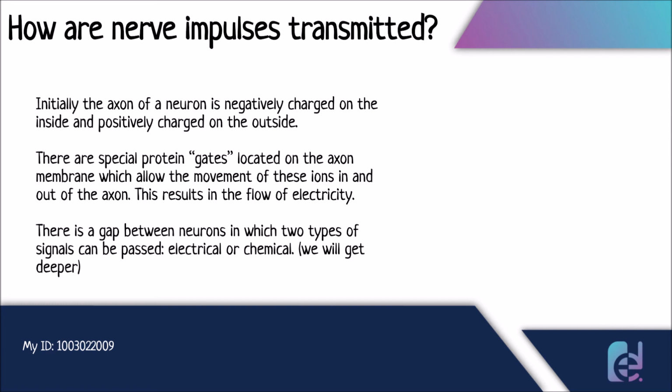Initially, the axon of the neuron is negatively charged on the inside and positively charged on the outside. Now there are special protein gates in a way located on the axon membrane which allow the movement of these ions in and out of the axon. This movement of ions results in the flow of electricity. There's a gap between neurons. There's always a gap between neurons, and this is called a synapse. The gap between neurons is called the synapse, and two types of signals can be transmitted across the synapse, either electrical or chemical.